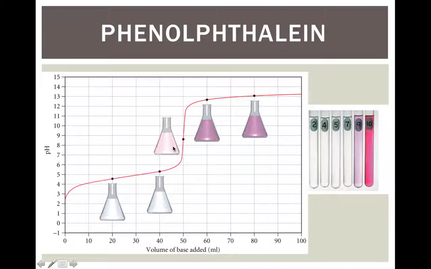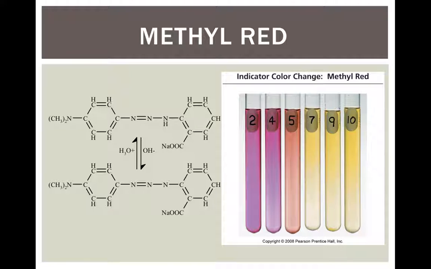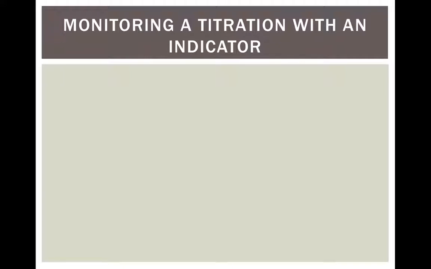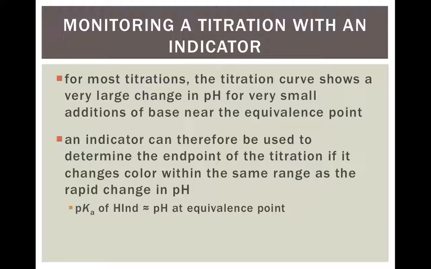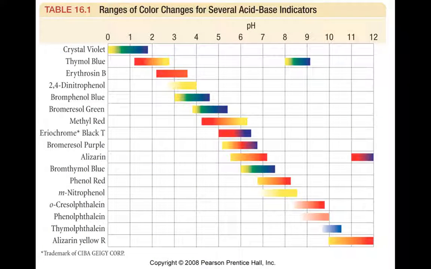We use this one the most often when you have a strong acid and a strong base being titrated, so that's a very common one. Methyl red is actually a cool one because it changes from a pink to a yellow, so it's constantly going to have a color, which makes it easier to track the change. For most titrations, the titration curve shows a very large change in pH for a small addition. An indicator can therefore be used to determine the endpoint. Here are the different indicators, and you see their color changes at certain pH ranges.